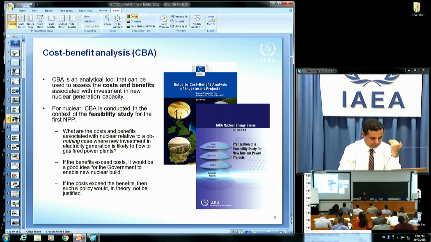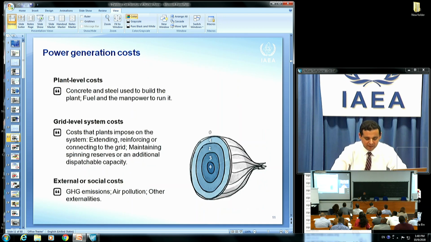So slide 11. So now I'm going to talk about costs. As I said, we are building power plants to address certain needs and to achieve certain objectives. And to do this, we will have to invest. And investing in a power plant means that costs will be incurred.